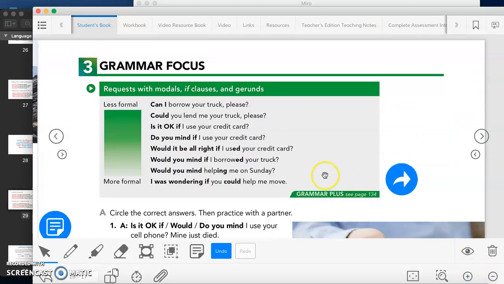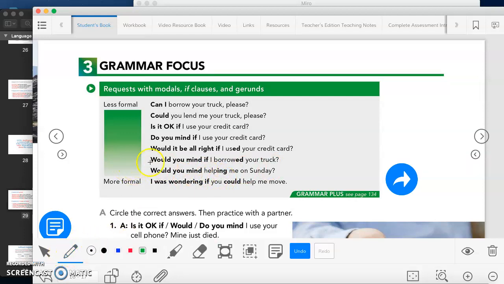In here we have the requests from the less formal to the more formal. We have, can I borrow your truck, please? That's less formal. Could you lend me your truck, please? That's a little bit more formal. Is it okay if I use your credit card? Do you mind if I use your credit card? Would it be alright if I used, this is the past, if clauses with the past, your credit card? Would you mind if I borrow your truck? Would you mind helping me on Sunday?